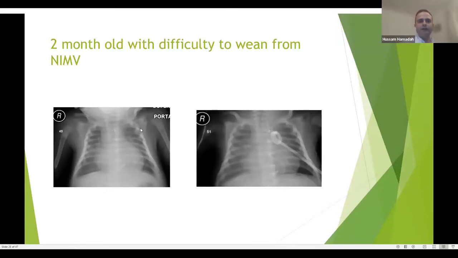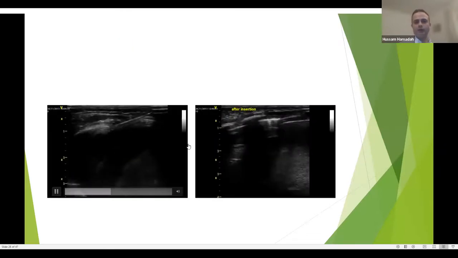We have this patient, 2 months old, with difficulty to wean from NIV. If you read this X-ray, you will not be convinced at all to put a pigtail for this patient. After we put the pigtail, on the X-ray the left lung is more dry compared to the left lung here, and the costophrenic angle here is more clear. So why did we go ahead and put the pigtail?